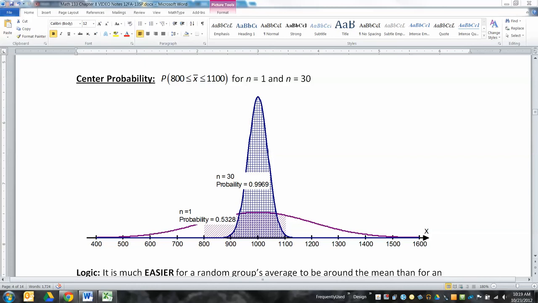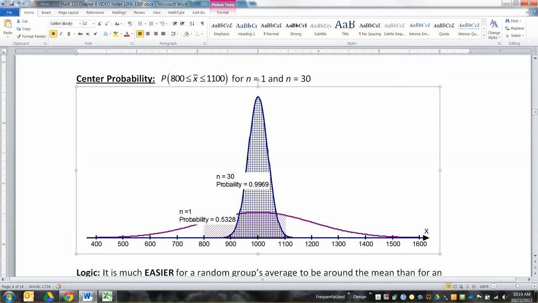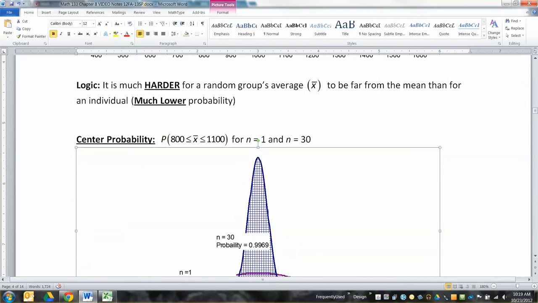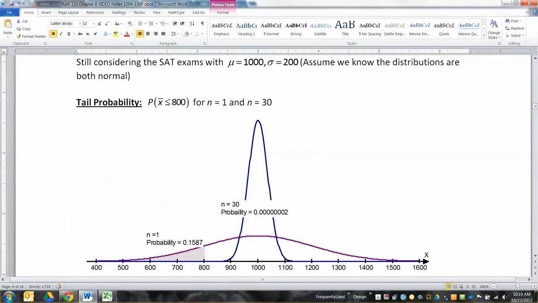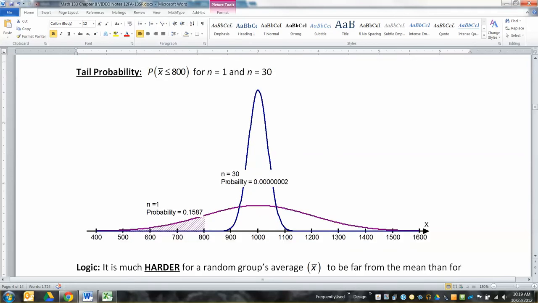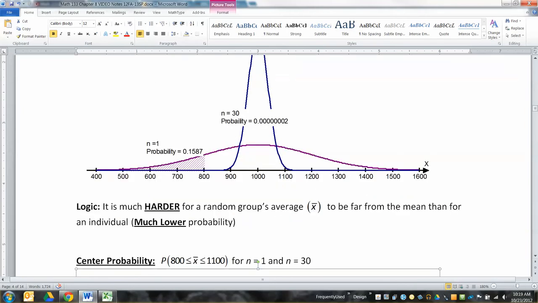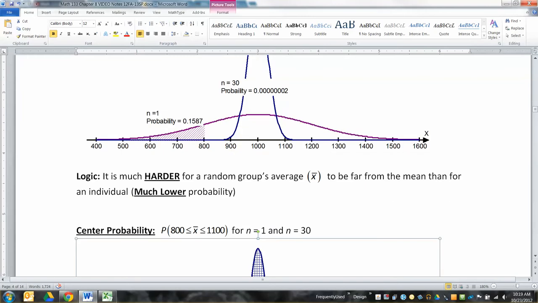To recap, we've talked about looking at groups rather than individuals, looking at the group averages. We saw that it would make the shape normal. It would ensure that the shape was normal, and it would significantly decrease the spread. And the larger the sample size, the more it will decrease it, the tighter that curve will be. And then last time we saw that the tail probability will get much lower. It's much harder for a group to be off in the tails, 800 or lower, than it would be for the individuals.